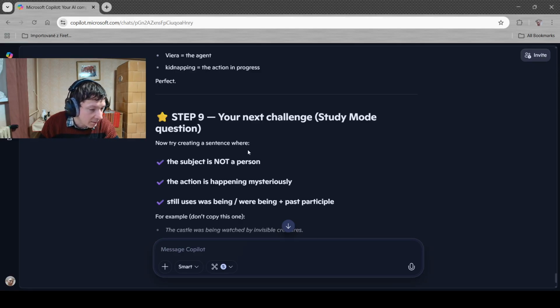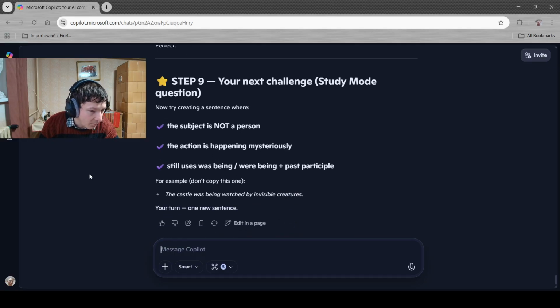Study mode question. Now try creating a sentence where the subject is not a person, and the action is happening mysteriously. It still uses was being or were being plus past participle. For example, don't copy this one: The castle was being watched by invisible creatures. Okay, we can continue.